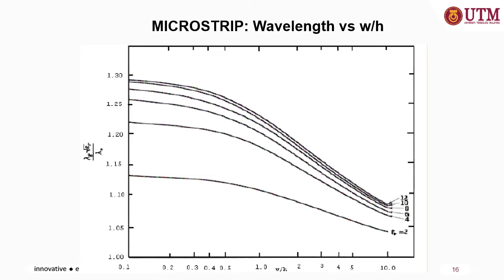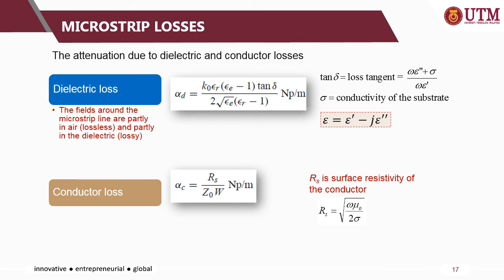Okay, same goes for the wavelength: you can estimate W over H if you know the wavelength of the structure and the epsilon r of the structure as well. The wavelength of the microstrip is basically the relation between lambda g and lambda naught. Lambda g is the microstrip guided wavelength, divided by lambda naught, the free space wavelength.